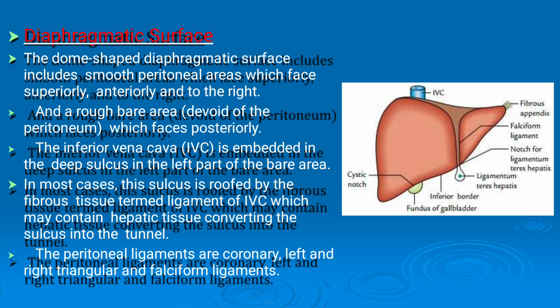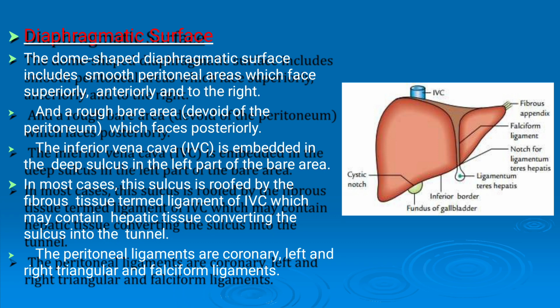Now we want to see the diaphragmatic surface. We are going to discuss the diaphragmatic surface. The dome shaped diaphragmatic surface includes a smooth peritoneal area which faces superiorly, anteriorly, and to the right, and the rough bare area devoid of peritoneum which faces posteriorly.